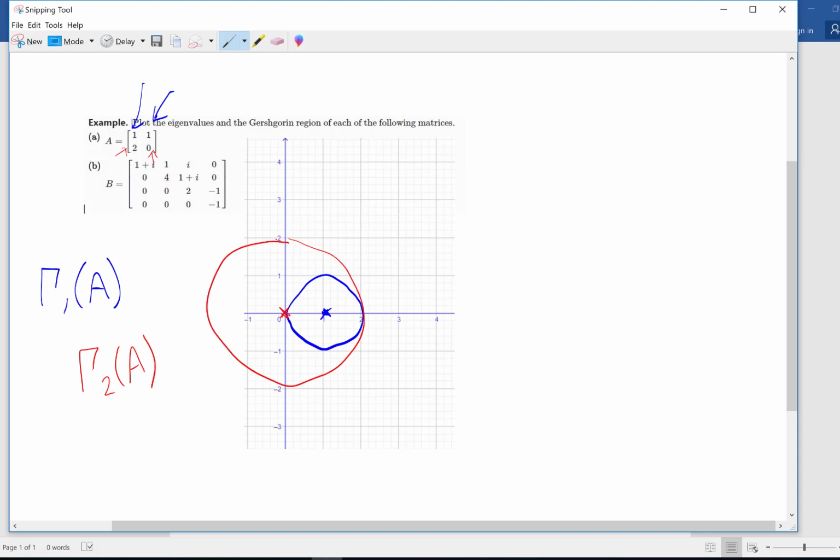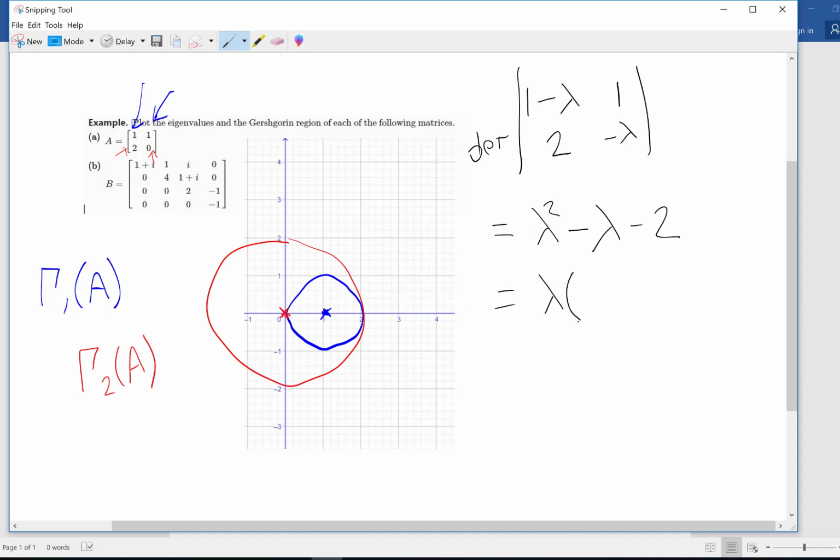Now I didn't compute the eigenvalues yet of this matrix, although it's pretty easy to do. If I wanted to take the characteristic polynomial, I would take the determinant of the matrix with 1 minus lambda, 1, 2, and 0 minus lambda. Because this is going to give me the characteristic polynomial. Negative lambda times that gives me lambda squared minus lambda, and then I need to subtract the 2. And so this factors pretty nicely. It's lambda minus 2 times lambda plus 1.